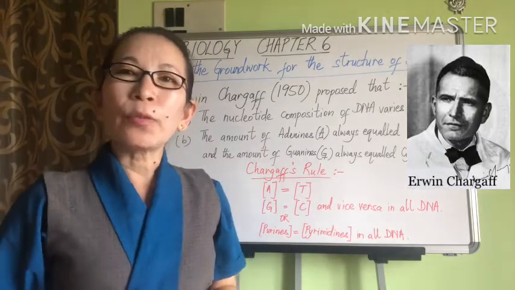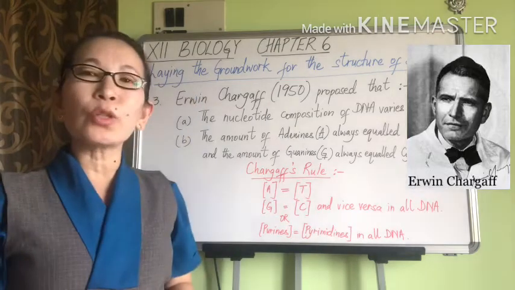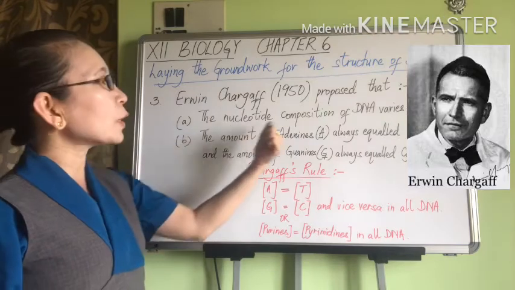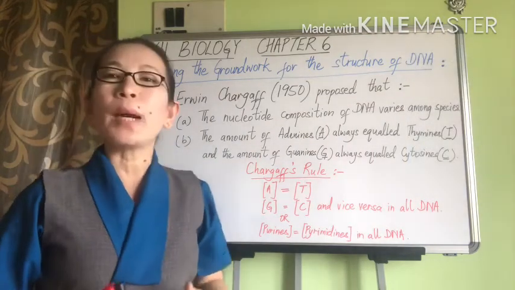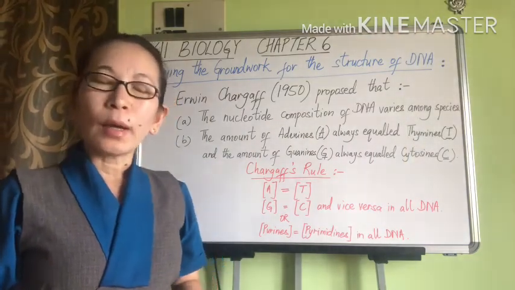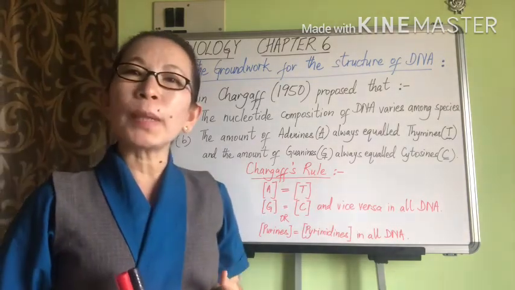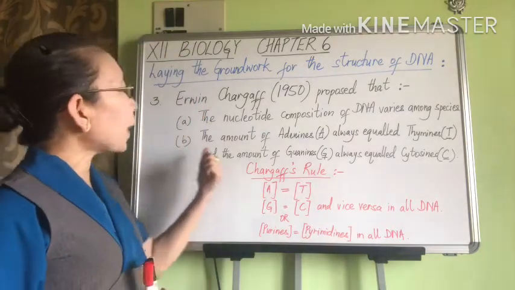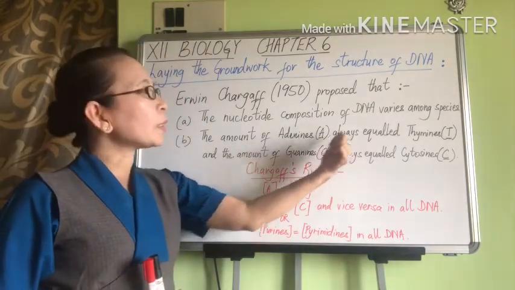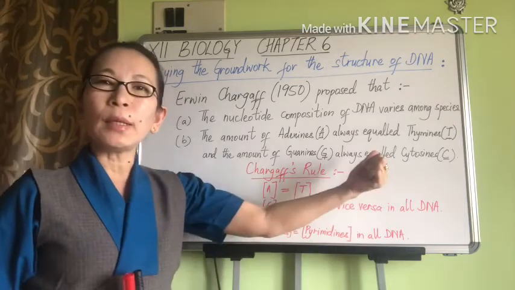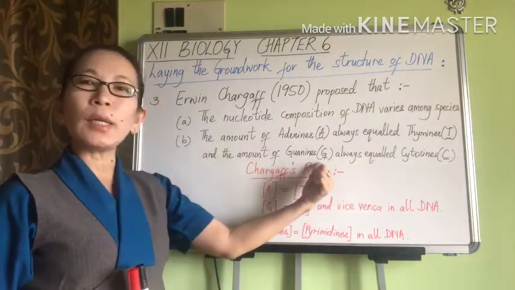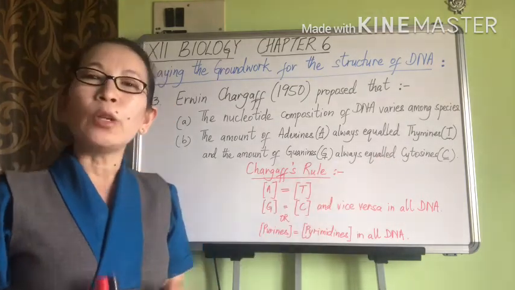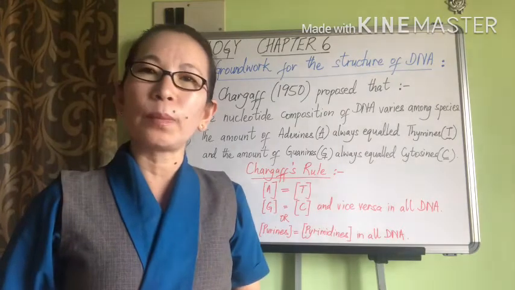From his studies, he finally came out with 2 major conclusions in the year 1950. The first conclusion was that the nucleotide composition of DNA varies among species. In other words, the same nucleotides do not repeat in the same order in every organism. And secondly, that the amount of adenines A always equals the amount of thymines T, and the amount of guanines G always equals the amount of cytosines C in all DNA, no matter which organism it came from.